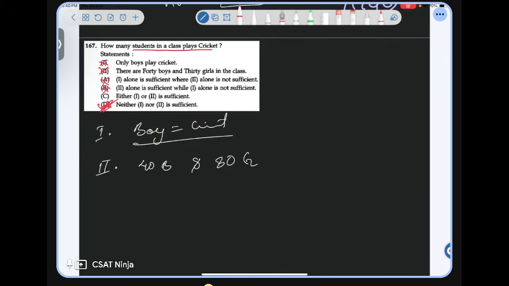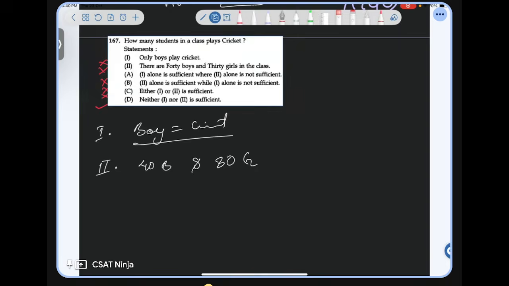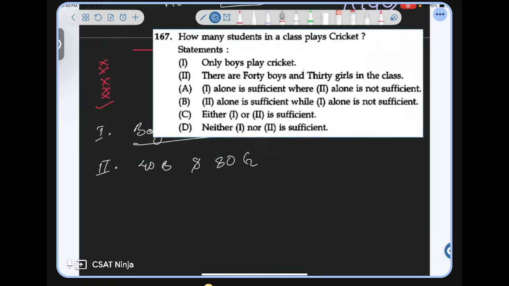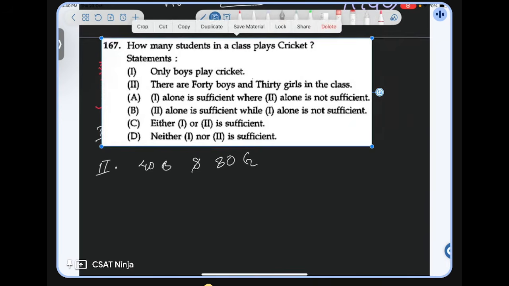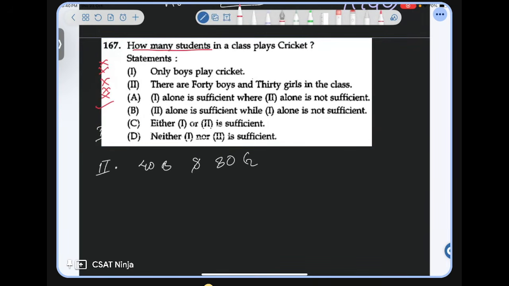Either 1 or 2 is sufficient. So in this case, because of the options here, it will be neither 1 nor 2 is sufficient. Why? Because if you look at this term here, 1 alone is not sufficient. We know that directly. This option is eliminated. And 2 alone is also not sufficient. We can eliminate that. So either 1 or 2 is sufficient.